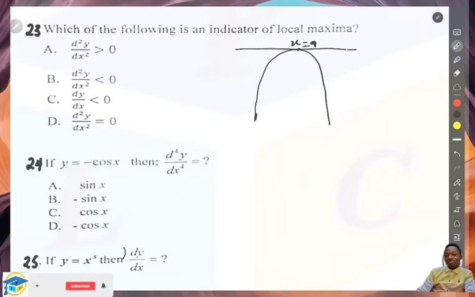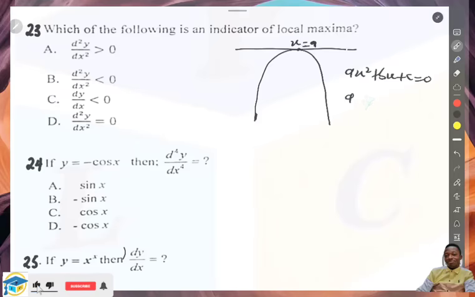And for a maximum curve too, we said that if I have ax squared plus bx plus c equal to 0, we are also saying that for a maximum curve, the coefficient of x squared should be less than 0.